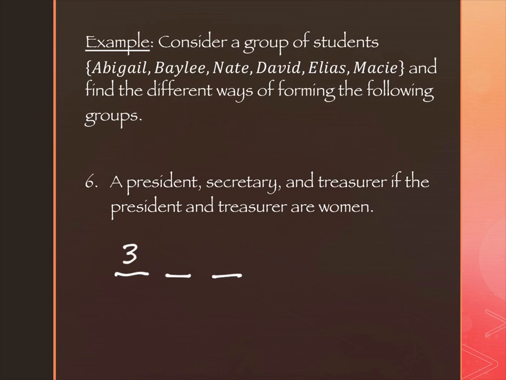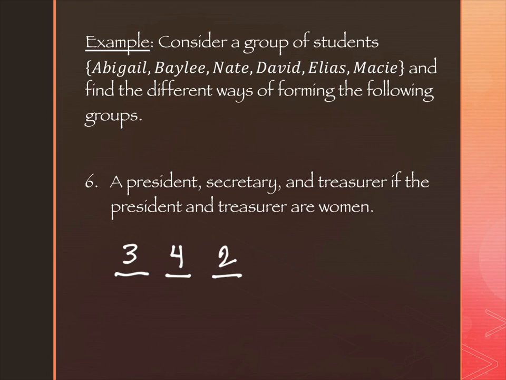How many are in the last spot for treasurer? 2, because I can't use the same person twice, right? They've got 1 role, one and only 1 role. How many options do I have for secretary? 4. Okay, so why is it 4?